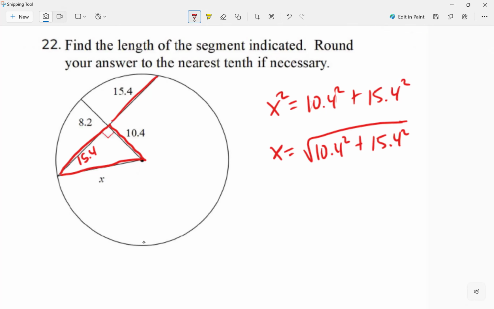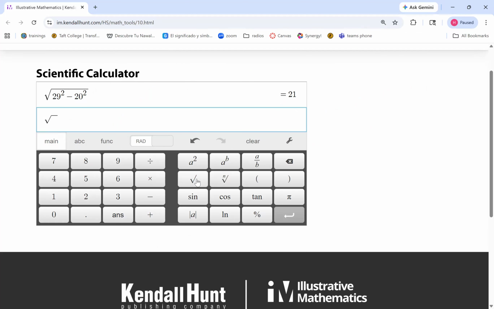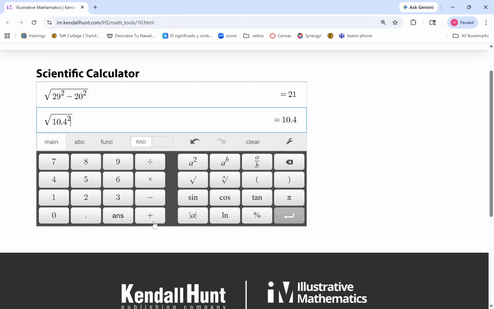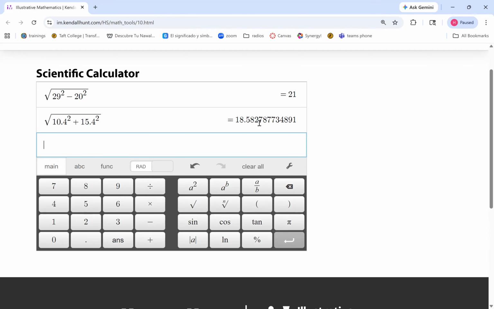Let me get my calculator for that. And we had what, 10.4 squared, plus 15.4 squared. I have to round to the nearest tenth, so one decimal place. I want to call that 18.6.